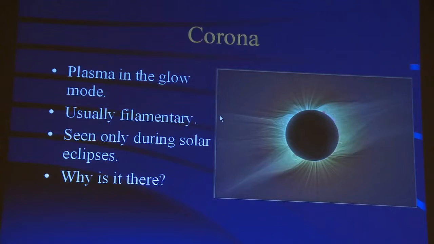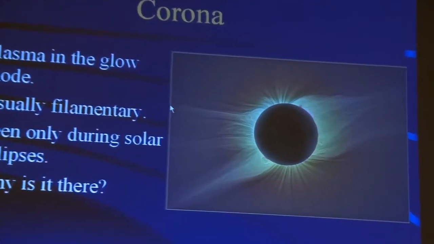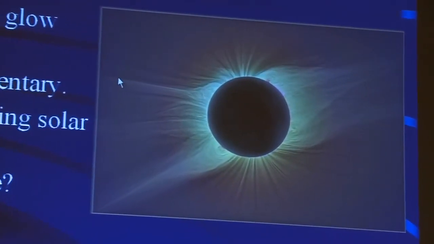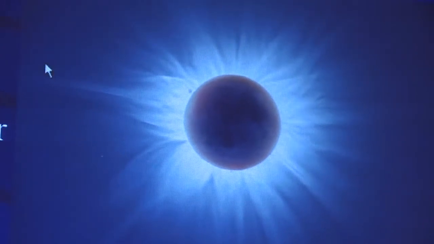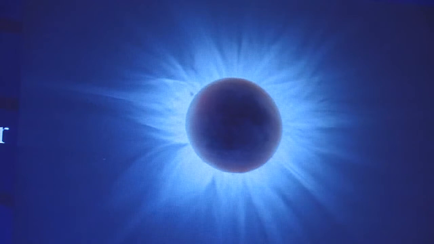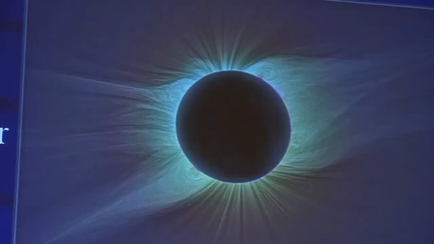It changes shape depending on whether it's a time of active sun or quiet sun. This is what it looks like during the quiet sun. This is what it looks like during the active sun. The active sun is a time when there are a lot of sunspots. In the quiet sun there are much fewer sunspots.